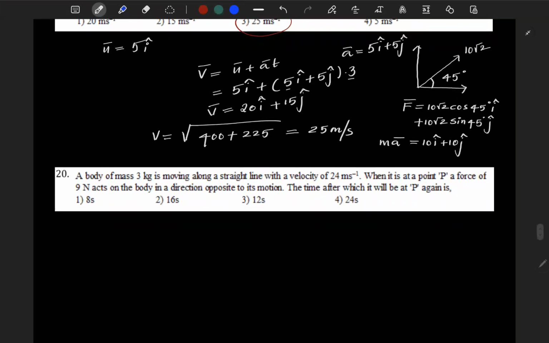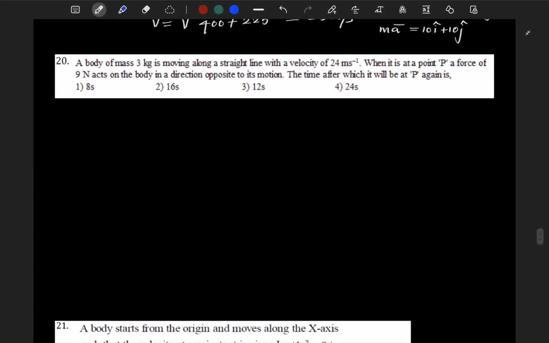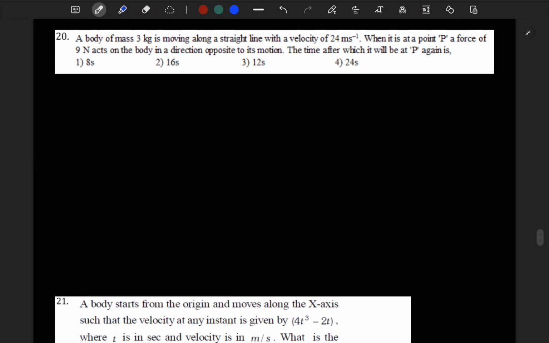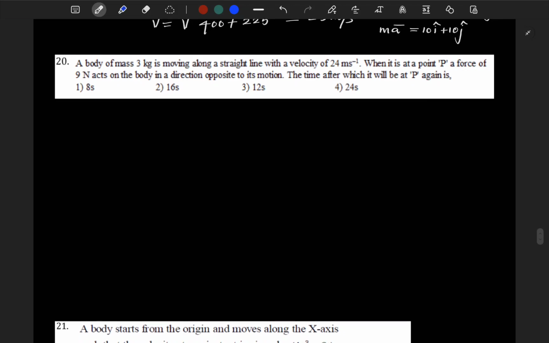Let's move on to question number 20. A body of mass 3 kg is moving along a straight line with a velocity of 24 meter per second when it is at a point P. Here is an interesting question.